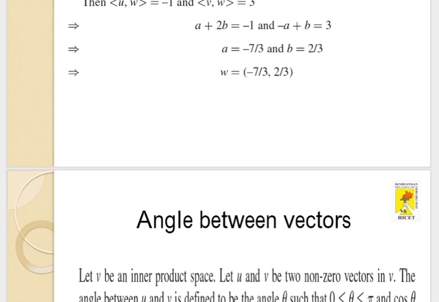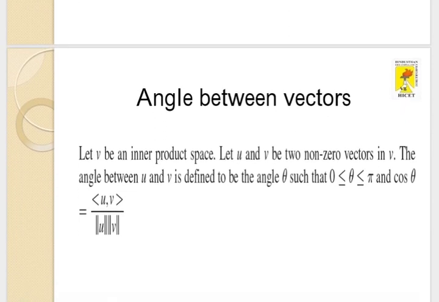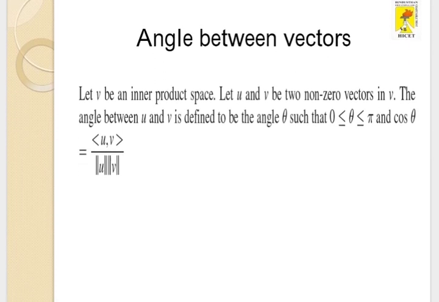Now, the next topic is the angle between vectors. Let V be an inner product space. U and V are two non-zero vectors in V. The angle between U and V is defined to be the angle theta such that 0 less than or equal to theta less than or equal to pi and cos theta equal to inner product U comma V divided by norm U into norm V.